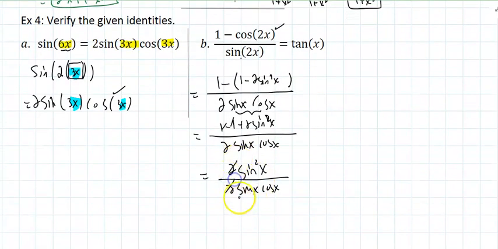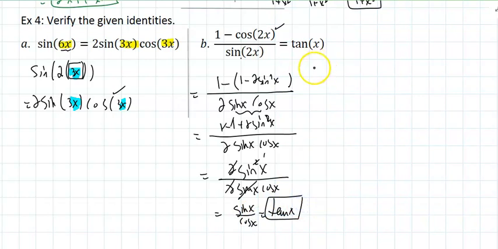And wouldn't those cancel out? Wouldn't this cancel one of those? And what's sine over cosine? Isn't that tangent of x? And there it is. I'm done. And that's pretty much it for this section.